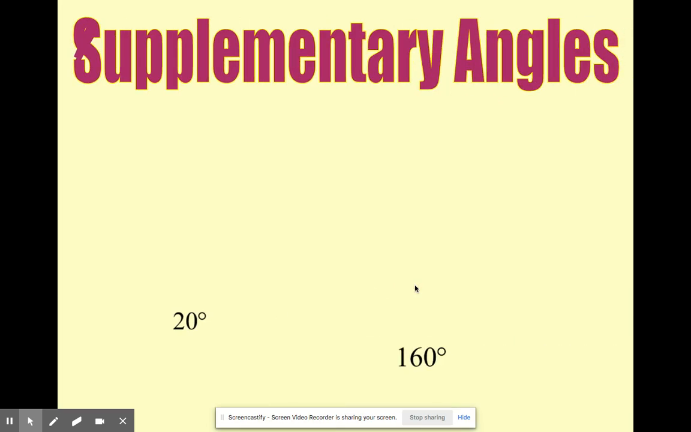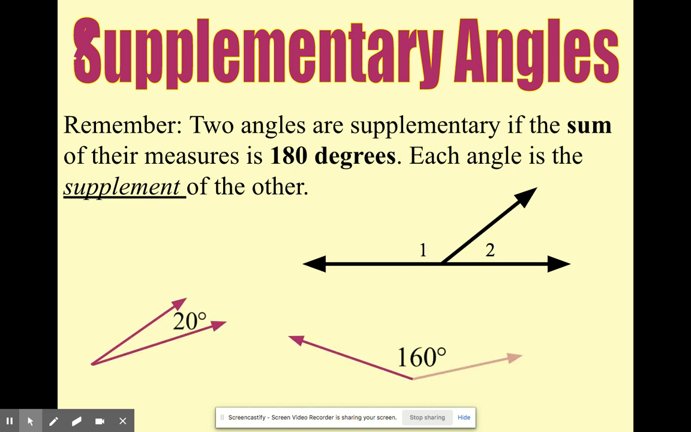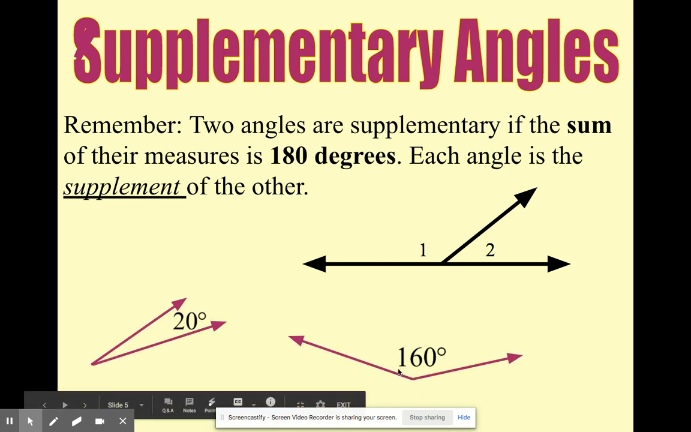Remember, two angles are supplementary if the sum of their measures is 180 degrees. Each angle is the supplement of the other. We can have something like this where 20 and 160 equal 180, or you can have adjacent angles. These are supplementary because they do in fact add up to 180.